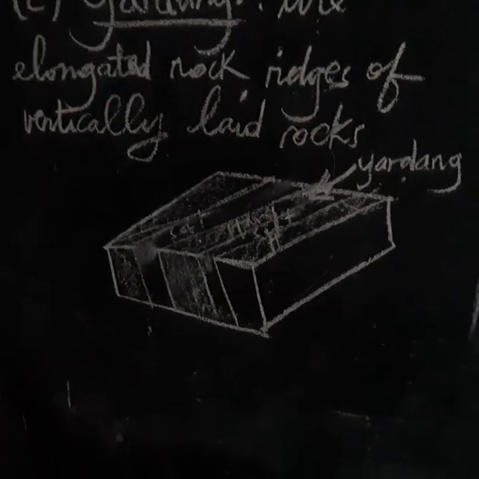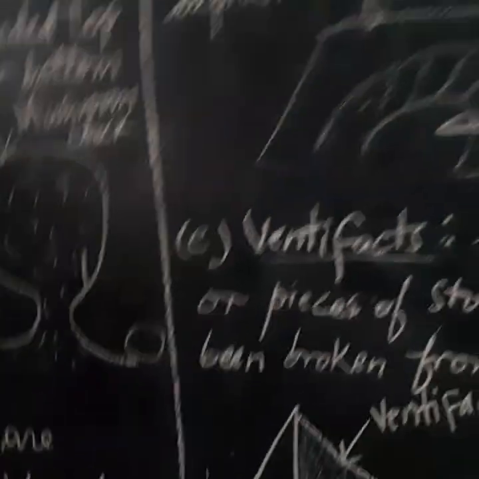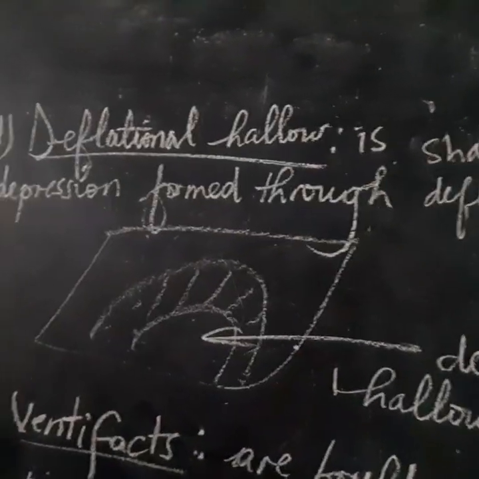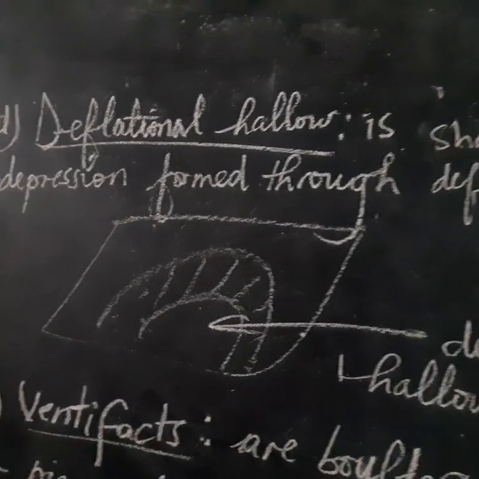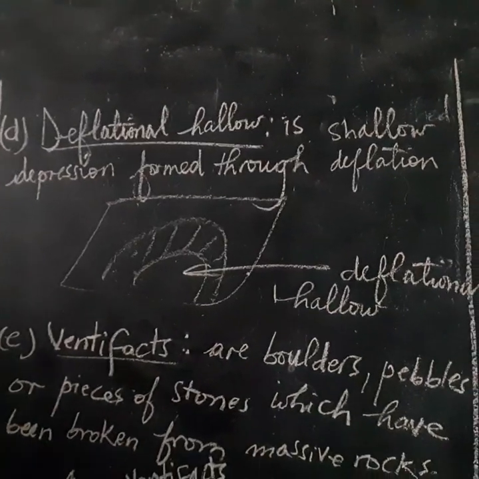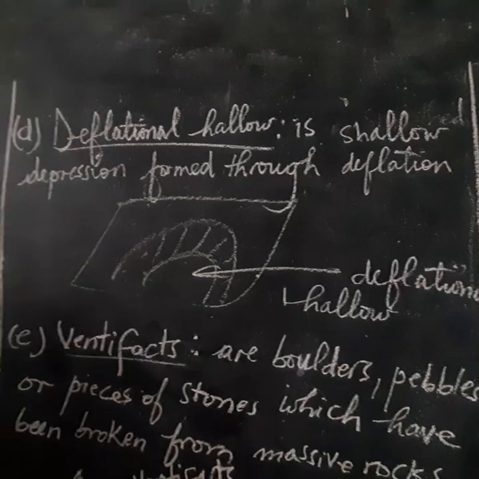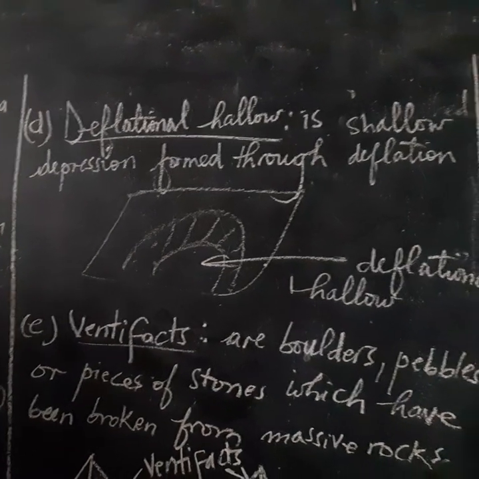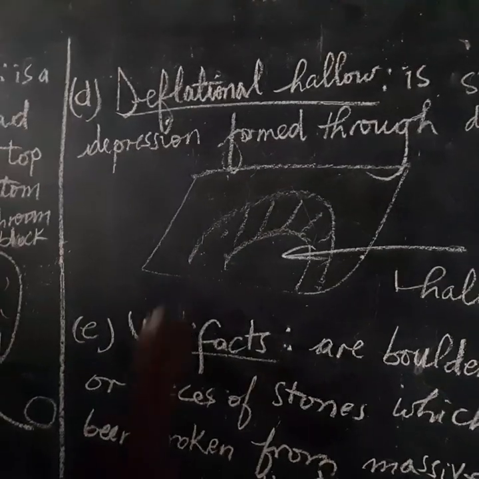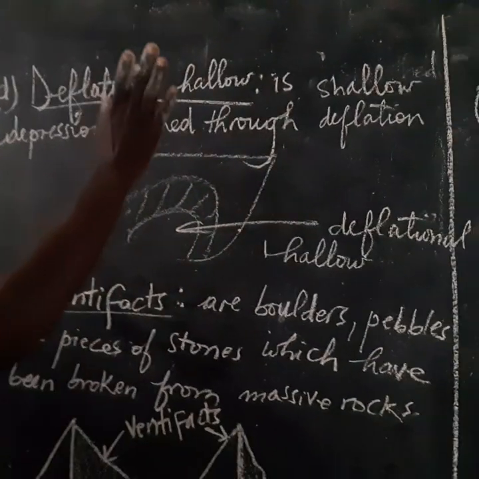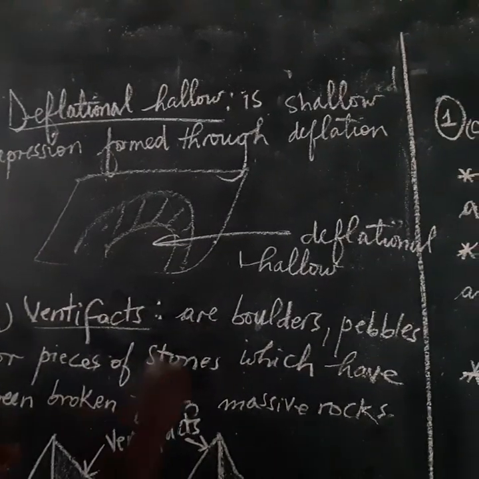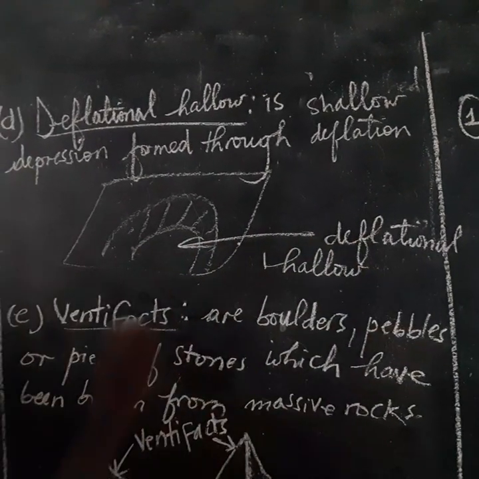So we go to feature number 4, the deflation hollow. A deflation hollow is a shallow depression formed through the process of deflation. Remember in the previous episode, we talked about deflation as a process of wind erosion, where the wind blows away unconsolidated materials. When the wind blows away unconsolidated materials, it will leave a depression. Such a depression is referred to as a deflation hollow.